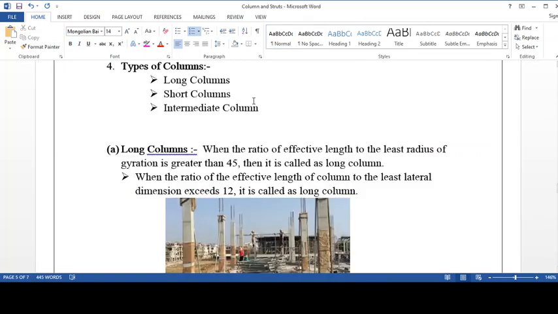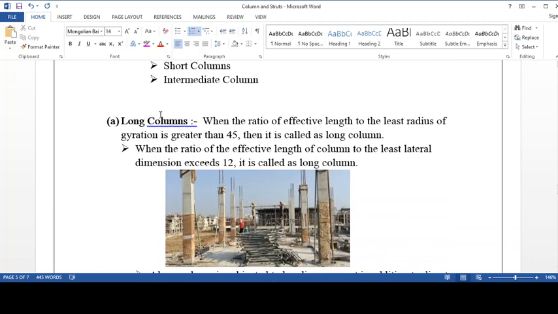Next, types of columns. Generally, there are three types of columns. Number one, long columns. Number two, intermediate columns. Number three, short columns. Let's see one by one.